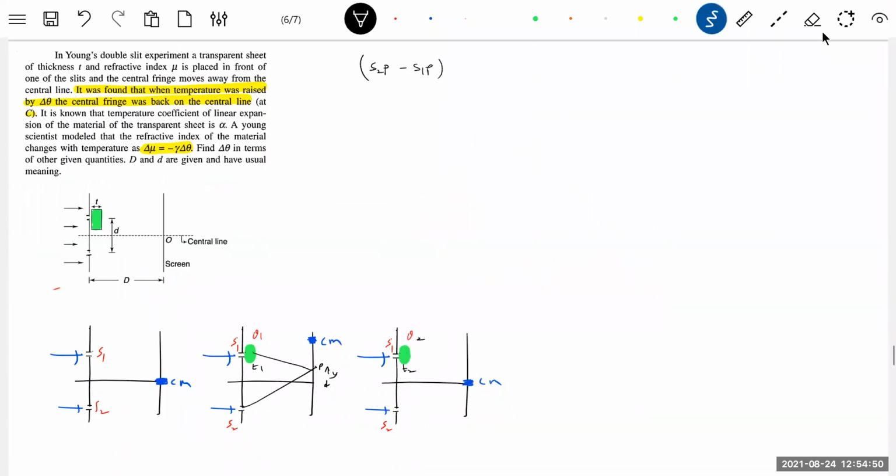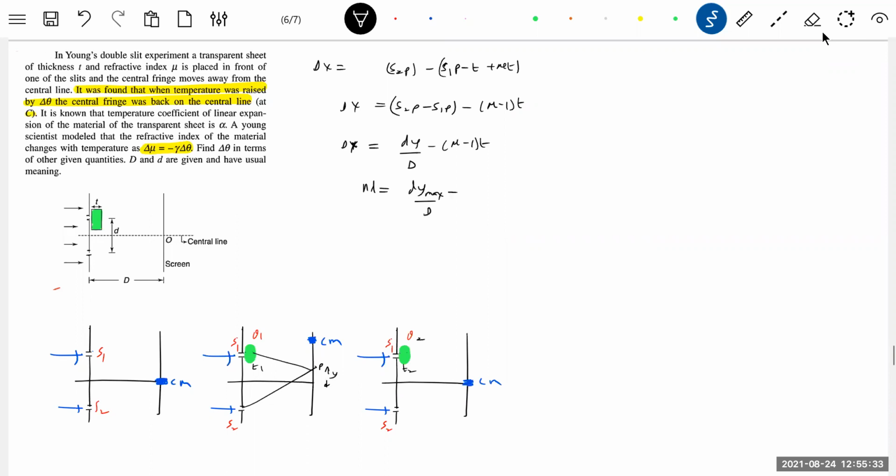So shall we write the equation? The path difference is equal to S2P minus S1P minus T plus mu T. So S2P minus S1P minus (mu minus 1)T. This should be equal to dy by capital D. What is y is equal to this? We are bothered about locating the maxima. Delta x equal to n lambda, d y max by capital D. So what is y max equal to?